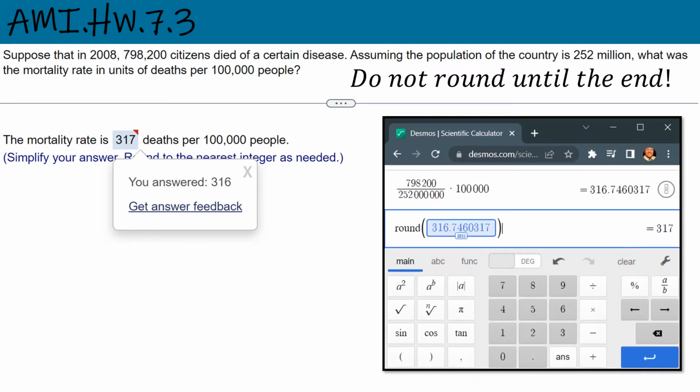And so I typed it in Desmos, and Desmos actually has a round function. So does Microsoft Excel. And so if you type in round, it'll round it to the nearest whole number. And so I did round, and this is 316.7, and so it rounds up to 317.